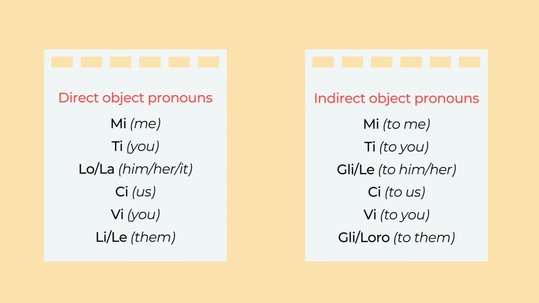Now, wait a second. Let's bring back also the direct object pronouns. See, I mean, they're pretty much the same, honestly. The biggest difference, even the trickiest one, is third person, singular and plural. So that is what you need to focus on. And also that is why it's very important to understand whether the thing you're trying to replace is a direct object or indirect object. Because it's not gonna affect the mi, ti, or ci, vi part, but it's going to affect the third person. So lo, la, gli, le, and li, le, gli, loro.